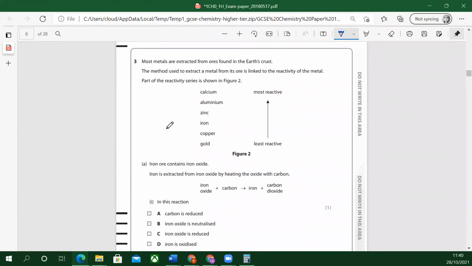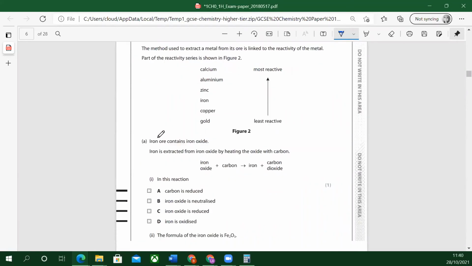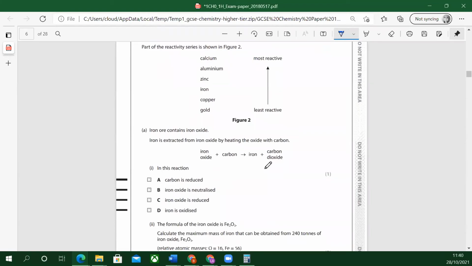Iron ore contains iron oxide. Iron is extracted from iron oxide by heating the oxide with carbon. So the word formula: iron oxide plus carbon, you heat it with carbon to give it energy to make the reaction happen, goes to iron plus carbon dioxide. Okay, so we're getting the iron out from the iron oxide.